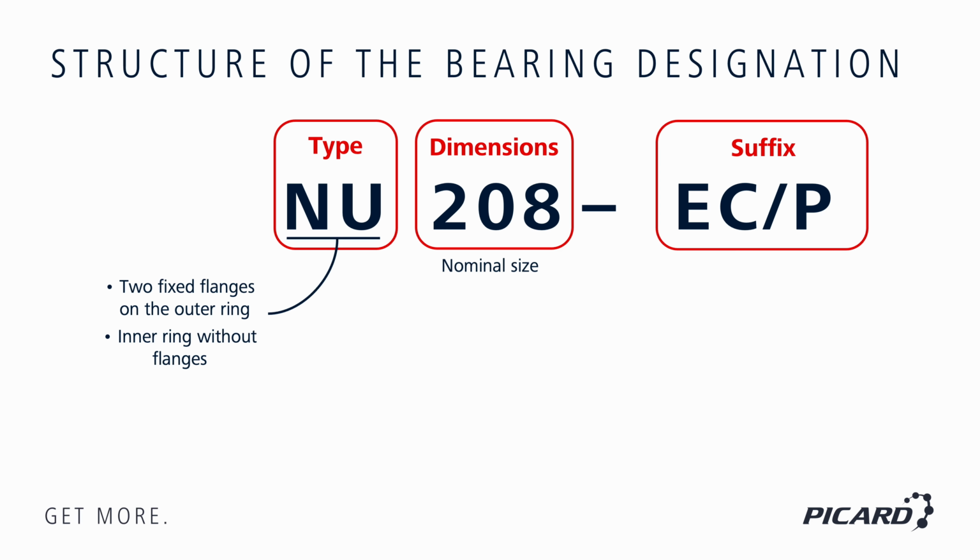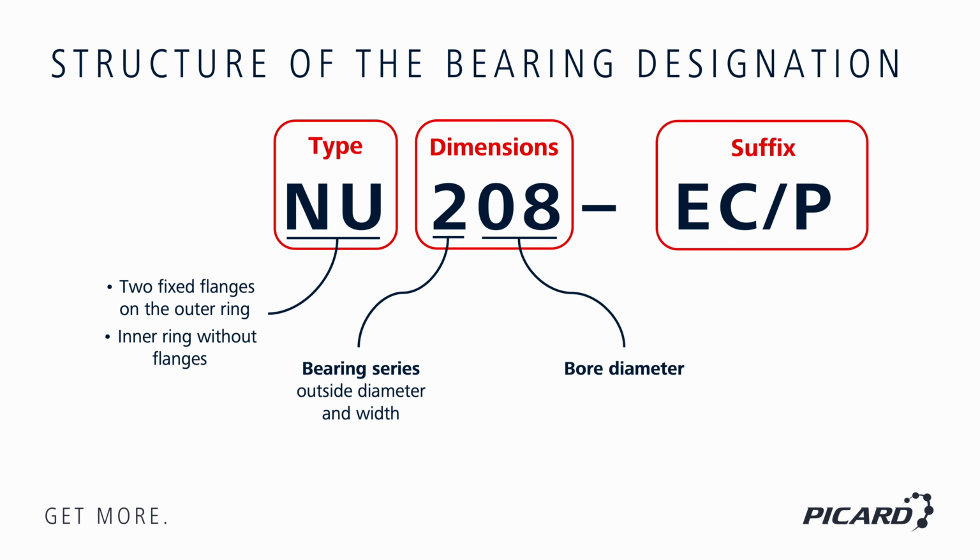The second part is the number combination 208. It defines the nominal size of the bearing and determines the dimensions according to DIN 623. The 2 indicates the bearing series or diameter series, and therefore the size range in which the outer diameter and the width are located. The 08 identifies the bore diameter. Specifically, this means that bearing 208 has a bore diameter of 40 millimeters, an outer diameter of 80 millimeters, and a width of 18 millimeters.